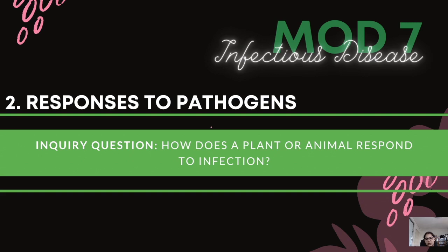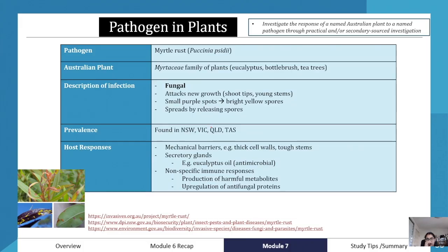We're now looking at the next stop point, which is what are the responses to pathogens? And our inquiry question is, how does a plant or animal respond to infection? So let's have a look. For this stop point, you will have to essentially memorize and be able to talk about a named Australian plant, and you can gain knowledge of that through either practical or secondary sourced investigation. More than likely you'll be doing secondary sourced information.